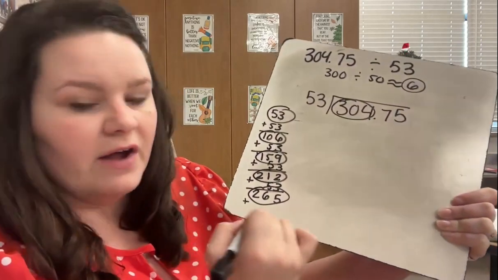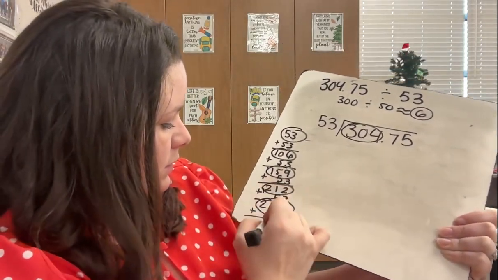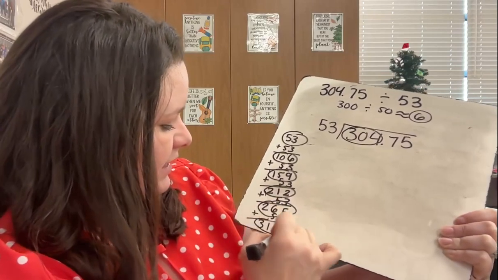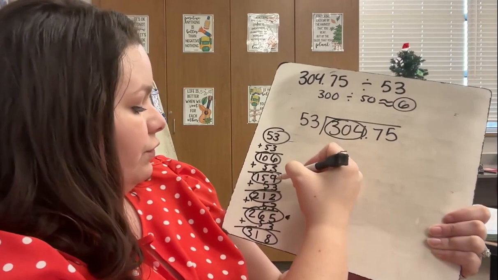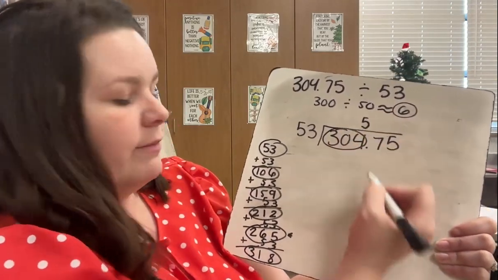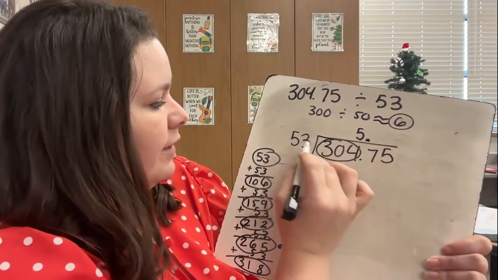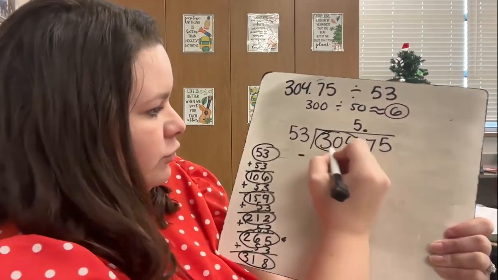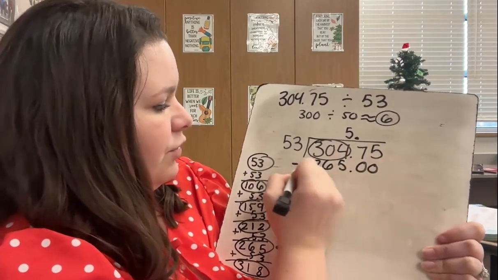So I'm at 265 right now. I'm going to add another 53 and see if that'll fit. We got 318. That's too much. So I have to go with this one. It'll go in 1, 2, 3, 4, 5 times. So I'm going to put my 5 directly above the last digit I circled and bring that decimal up. Now I'm subtracting 53 times 5, which was 265 and 0 hundredths.